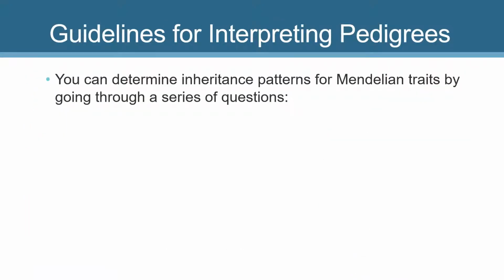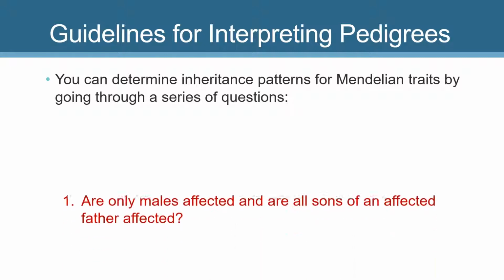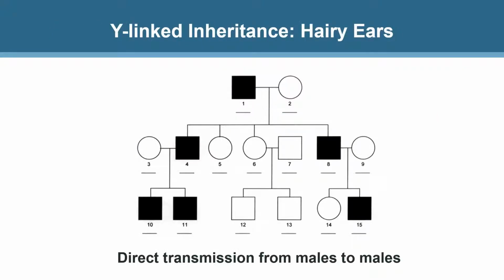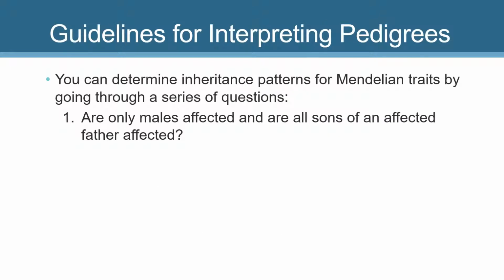You can determine inheritance patterns for Mendelian traits by going through a series of questions. The first question to ask is, are only males affected, and are all sons of an affected father also affected? Such an inheritance pattern would be Y-linked inheritance. All males receive their Y chromosome from their father, so no daughters will be affected, but every son will be. Unfortunately for men, if their dad had hairy ears, they probably will too.